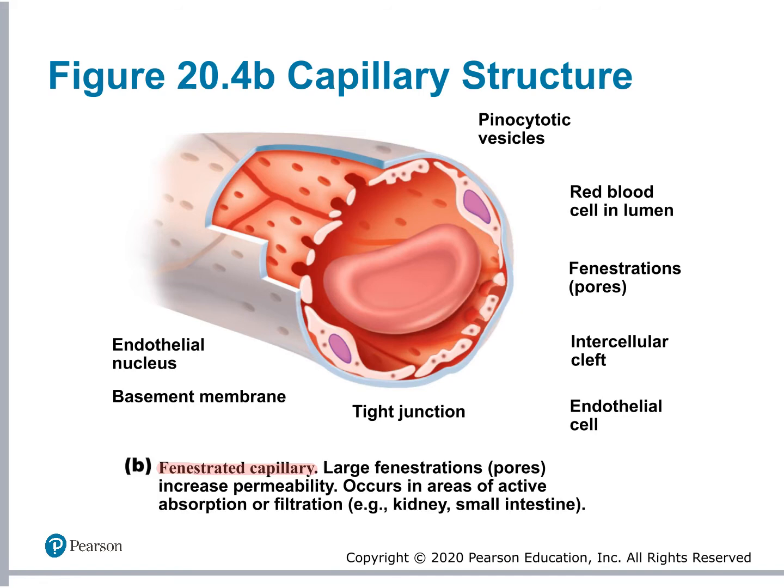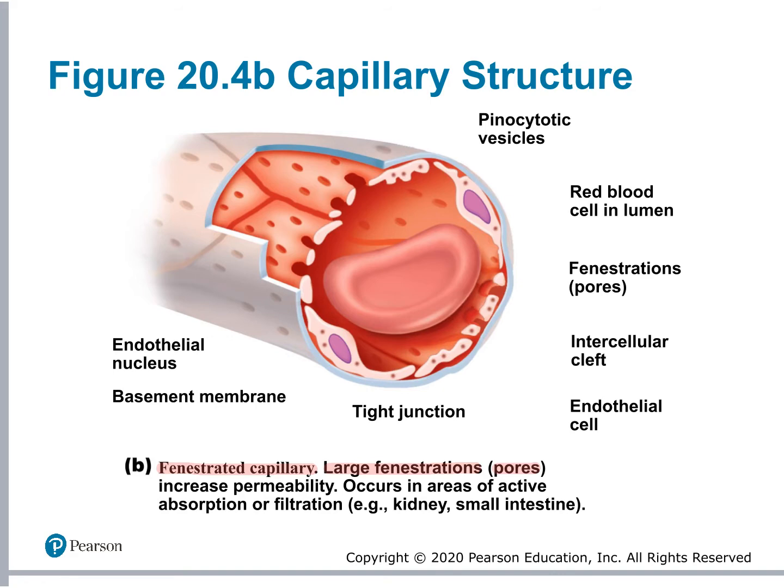They also have large holes in the cell. A hole is called a fenestration. Now they also call them pores. So not only do they have large intercellular clefts, they also have large holes in the cells called fenestrations. So they are more permeable than the continuous capillaries.